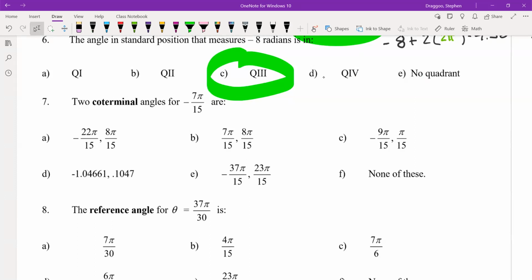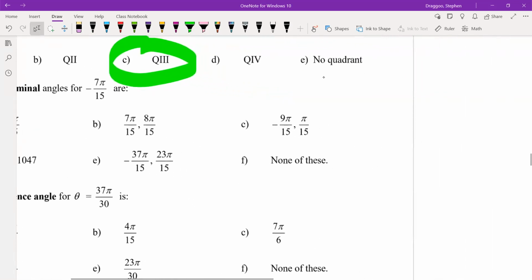Right, number 7, let's find a pair of coterminal angles for -7 pi over 15. There are an infinite number of choices for this one, but I'll just find the 2 coterminal angles that are closest to -7 pi over 15. One of those is -7 pi over 15 plus 2 pi, or plus 30 pi over 15, which gets me to 23 pi over 15.